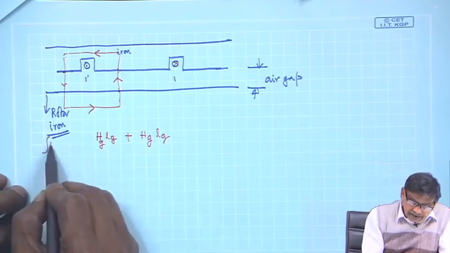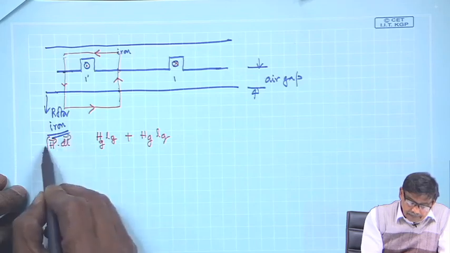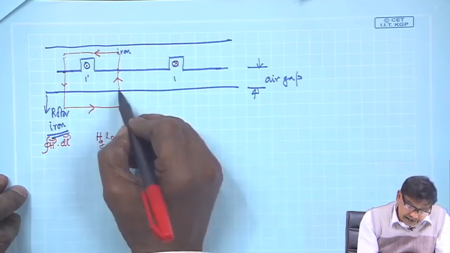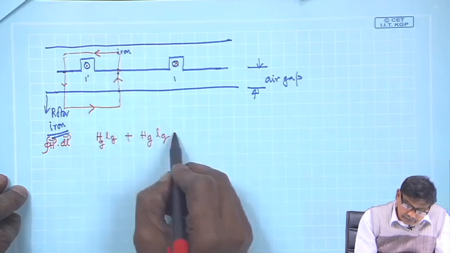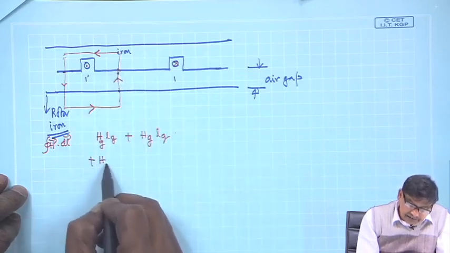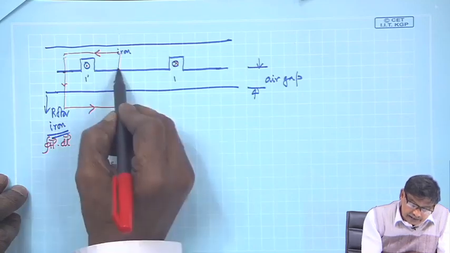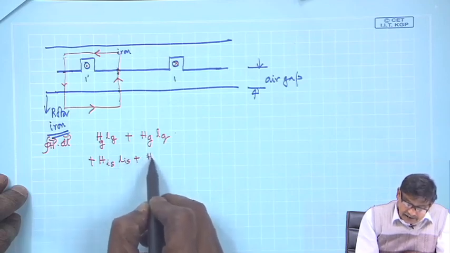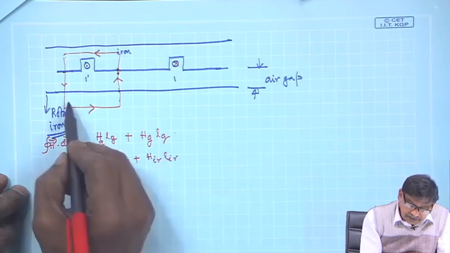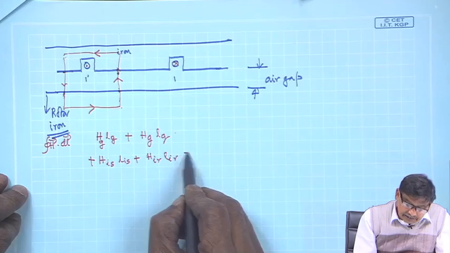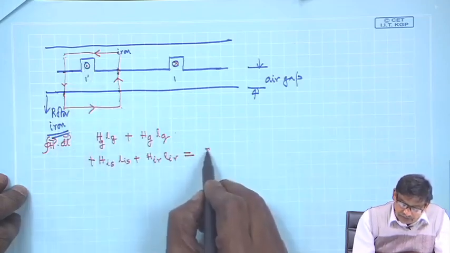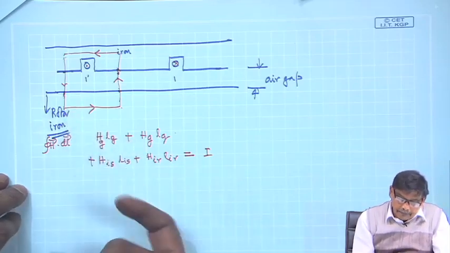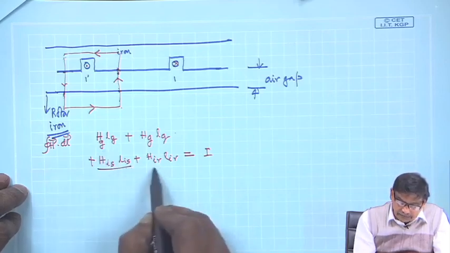So, the integral H dot dl along any closed path, that is what I have chosen, and I have taken everything: Hg Lg, and if you like I will write this H iron stator, whatever is this length, L iron stator, plus H iron rotor, L iron rotor, that is this length is L iron, and this must be equal to the current enclosed. What is the current enclosed? It is I. But I am telling these two terms can be neglected.